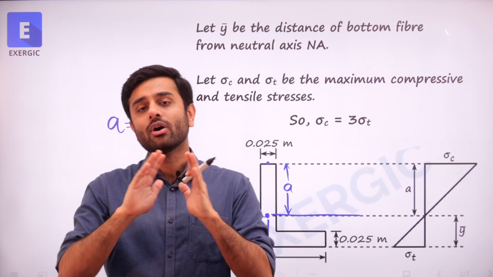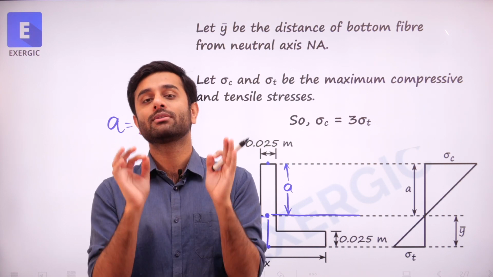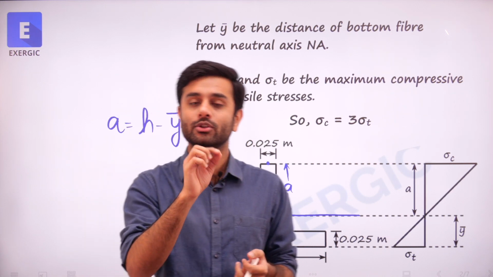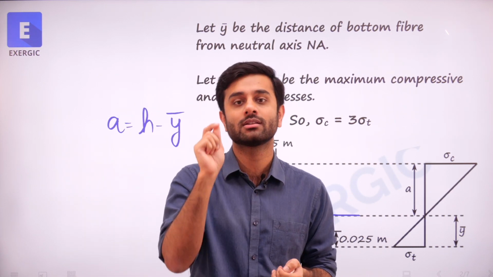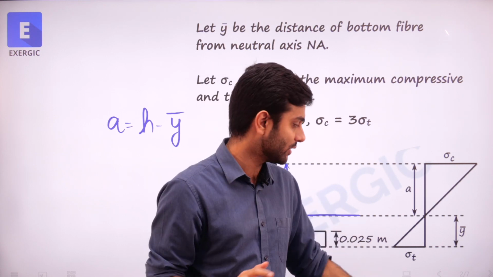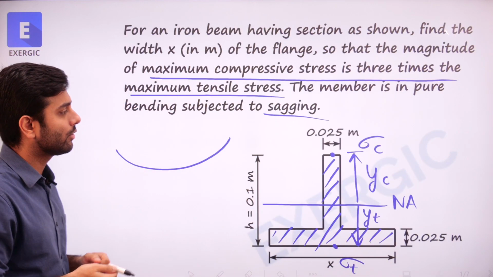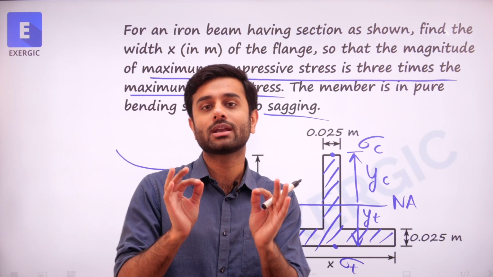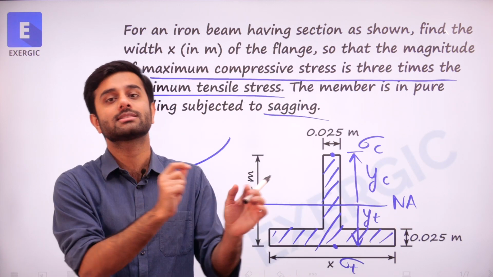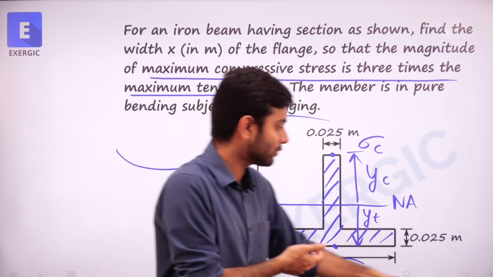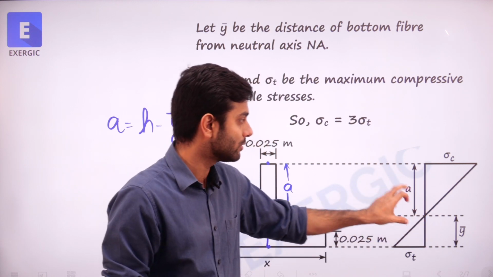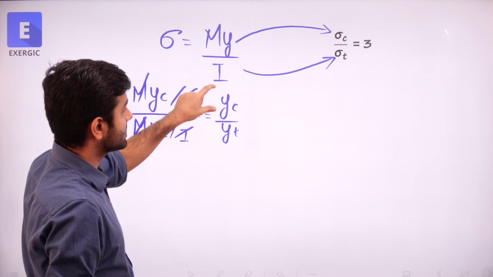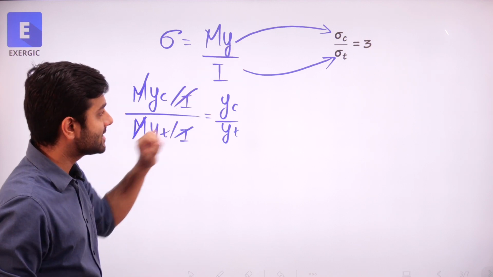In the majority of the questions which involve bending stresses, at some point or the other, you may have to find out the position, the location of neutral axis. Like in this question, it did not mention anything about neutral axis, right? It's not asking you where is neutral axis, but it has given you the relationship between bending stresses, sigma c and sigma t. And eventually, you will have to find out these values, the value of a and y bar. Those values you will have to put here, because sigma c by sigma t is equal to yc by yt.